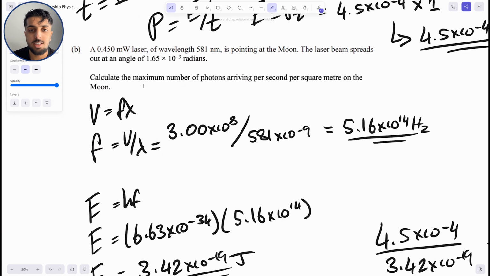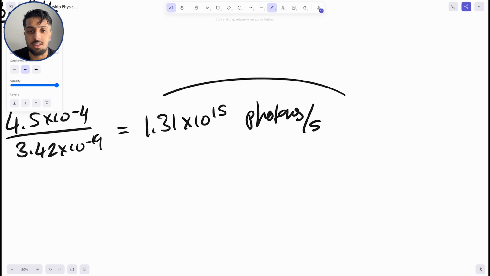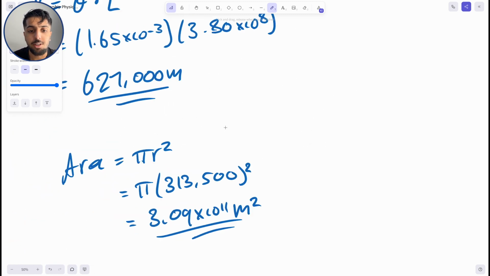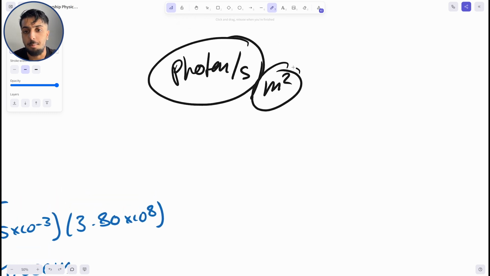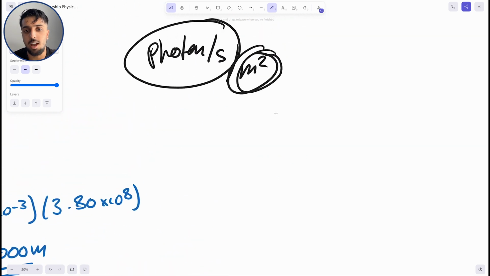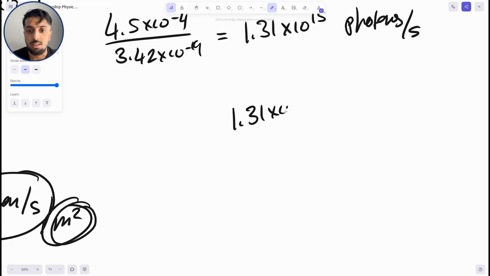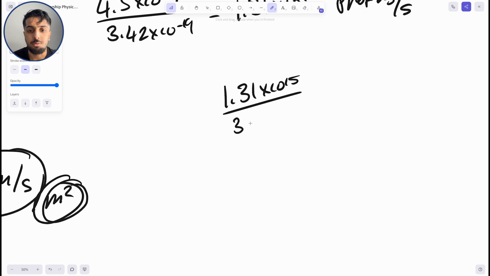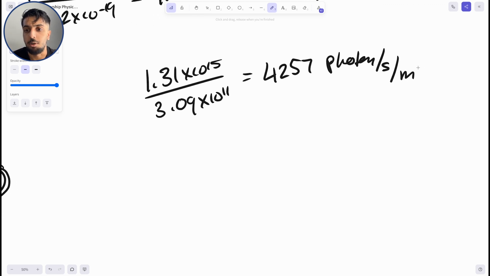And if we go back up here, we can see that we're trying to calculate the number of photons per second per square meter. We have the amount of photons per second, that is this value right here. And we also have the area that the photons cover, which is this value right here. And so we can divide our photons per second by the area that it covers, and we get the amount of photons per second per square meter. So if we divide 1.31 times 10 to the 15 over 3.09 times 10 to the 11, that gives us 4,257 photons per second per meter squared.